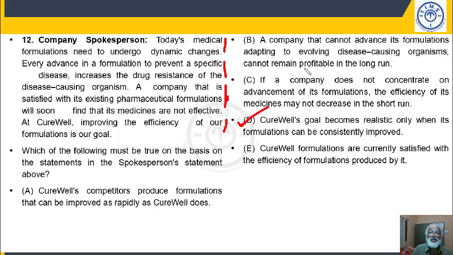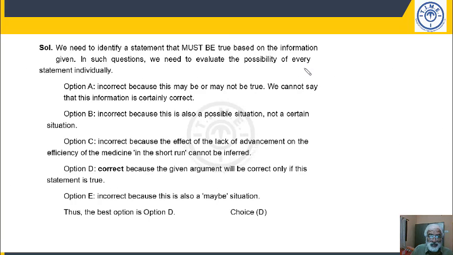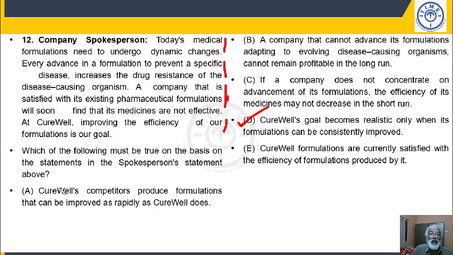What about C? If a company does not concentrate on advancing its medicine, the efficiency may not decrease. That's contrary to what was discussed, right? So you're not talking about the fact that their efficiency may not decrease. D is correct because if that's what he's talking about, then they're probably going to work on improving their efficiency significantly. So that's what we're looking at. E is incorrect because, what should we say? They're currently satisfied with the efficiency. No, it's pretty clear that they're not satisfied. He says we can't remain satisfied with where we currently are. We've got to keep looking at improving. So D is the answer that you want.